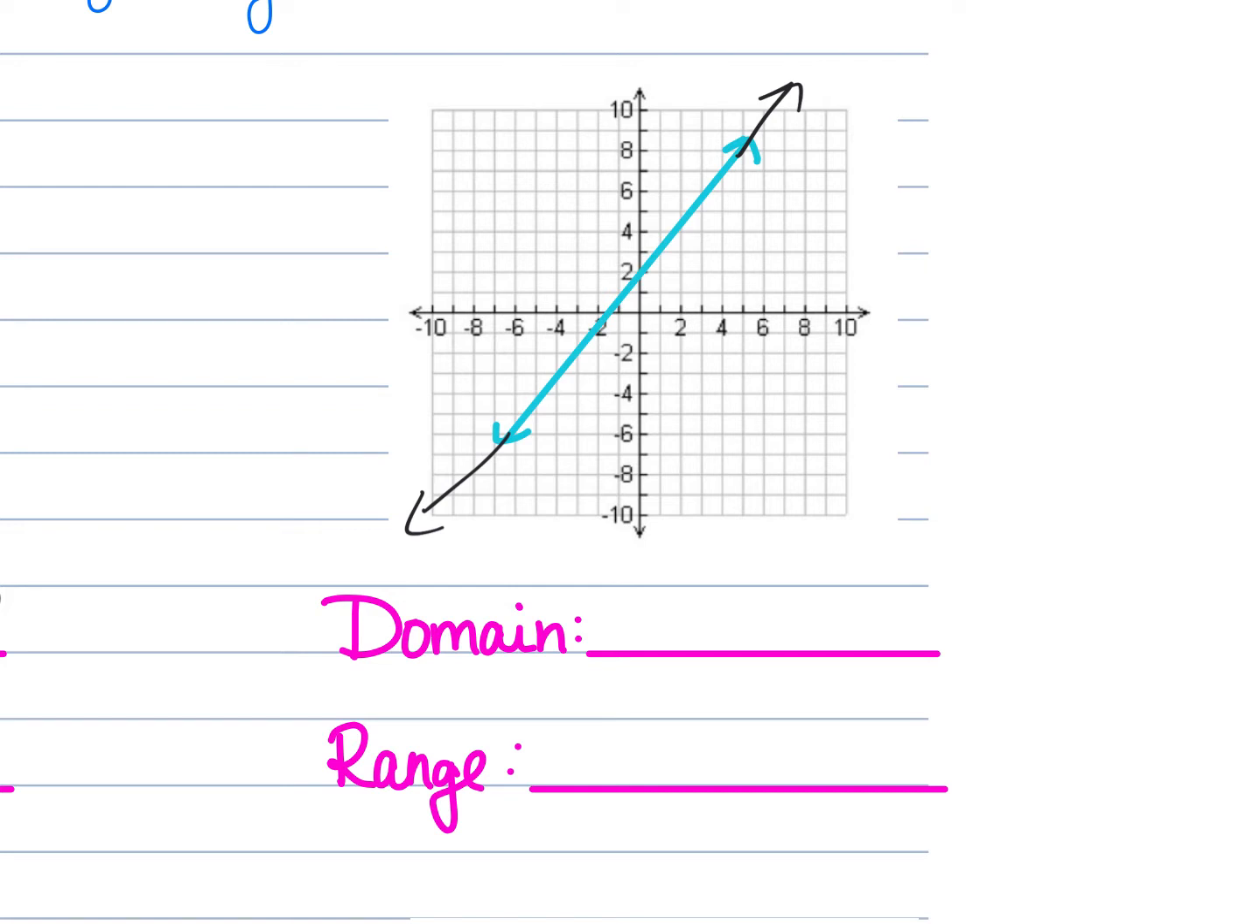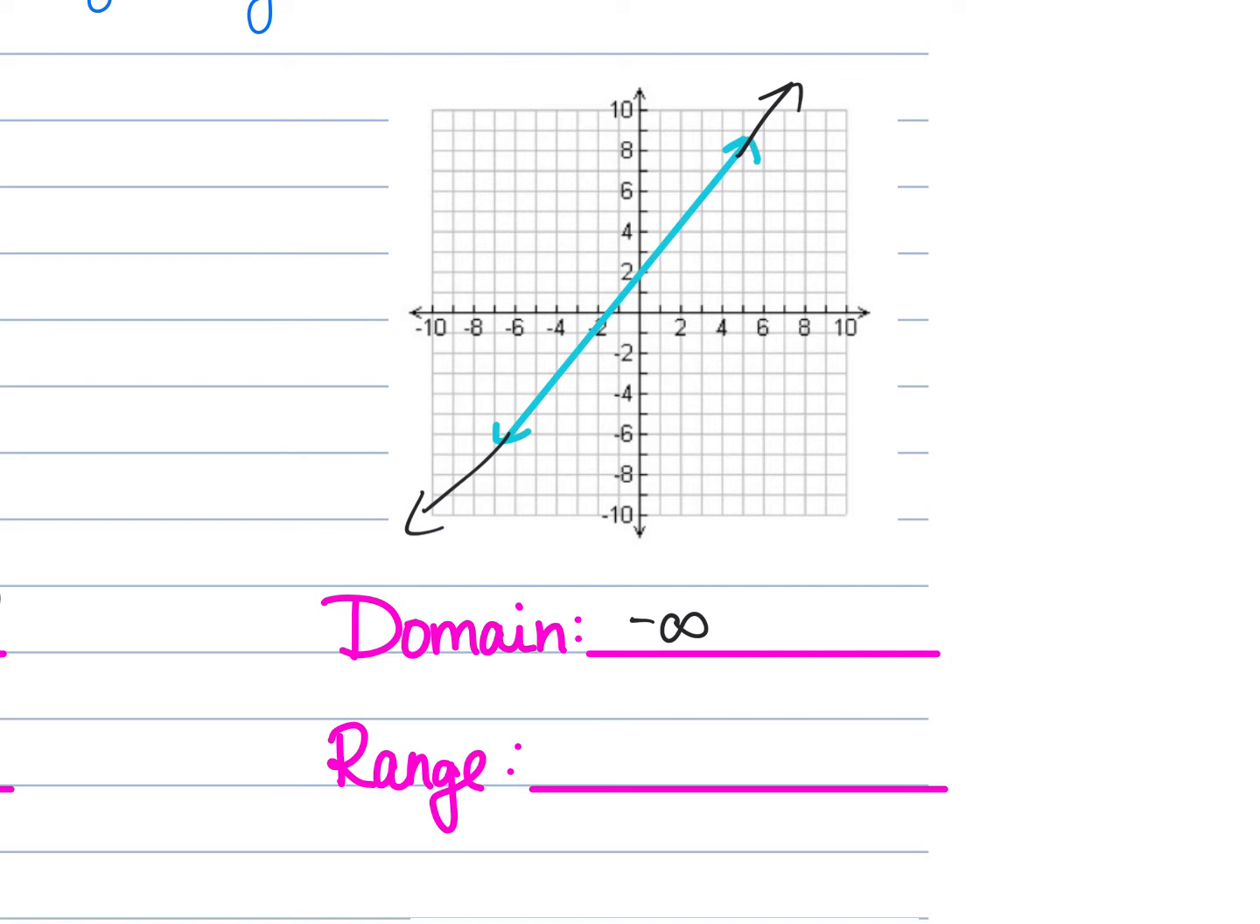So domain, what would be the smallest x value for this? So what is the smallest number to the left that this will go? You're thinking like -7. Well, it does hit -7, but it keeps going. It goes to -8, -10, -100, -1 million. It's going to go on forever until it never actually gets there, but it approaches -infinity.